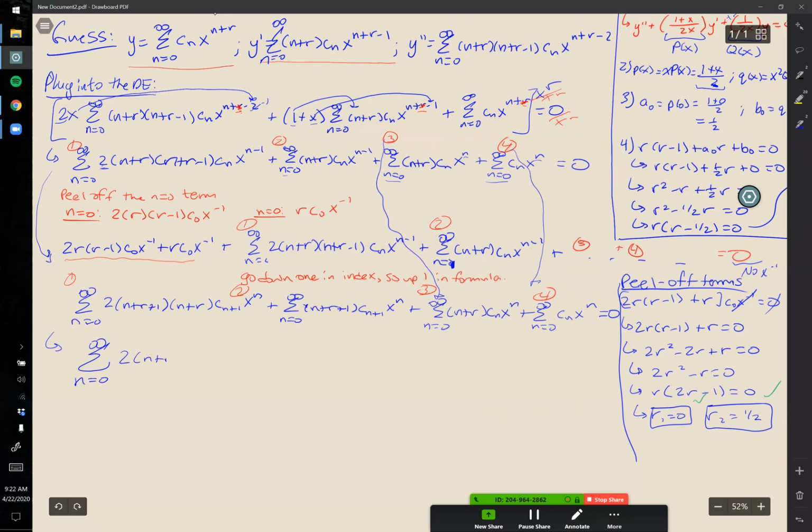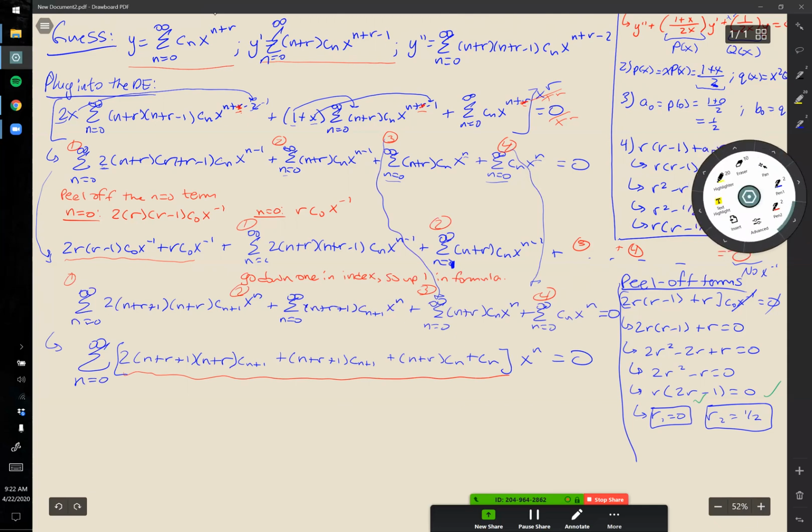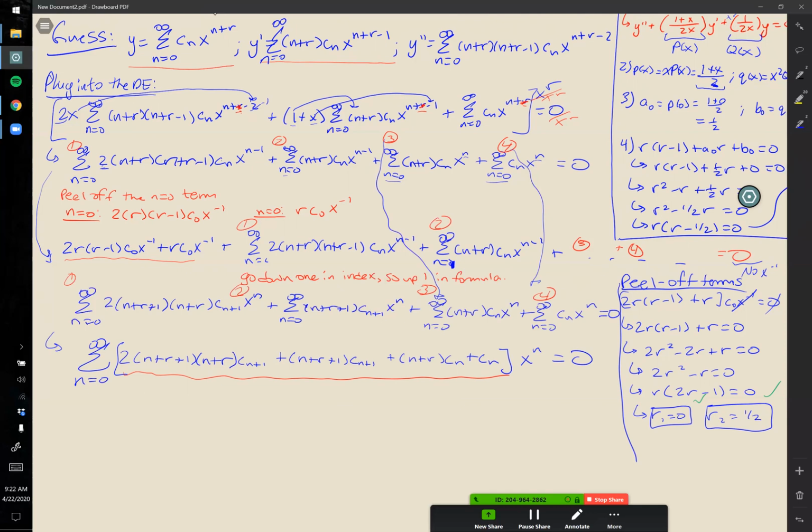And we get 2n plus r plus 1, n plus r, puts in a big bracket. This had a Cn plus 1 attached. This had this thing. This had this thing. And this just has Cn. Right? And all that has x to the n and equaling 0. So this is the big mushkila, which means problem in Arabic. This is the thing that we want to care about. It's the recurrence relation that we'll work on. And that's cool. So let's go ahead and work on that.